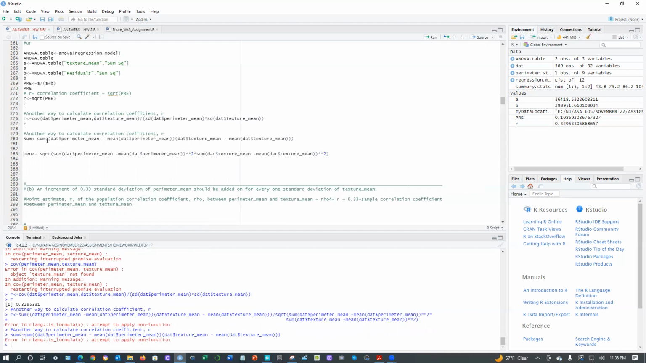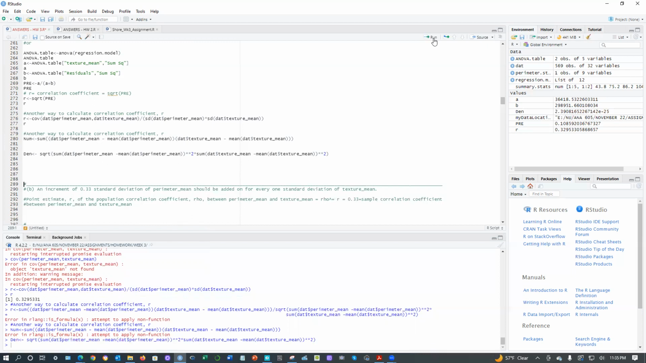Data sum. Data perimeter mean minus the mean of the perimeter mean, times data texture mean minus the mean of texture mean. This one. Perimeter mean minus its mean. And the texture mean minus its mean. That one. This one. And it's okay.